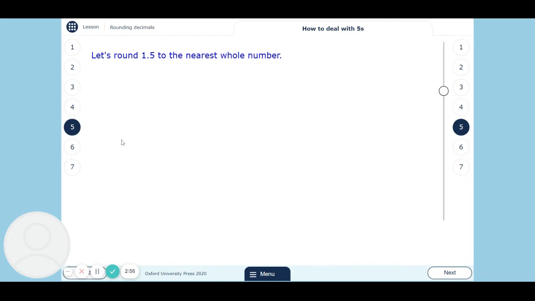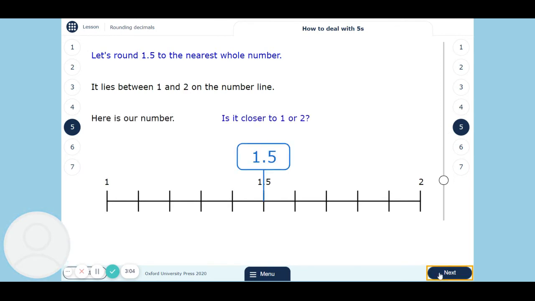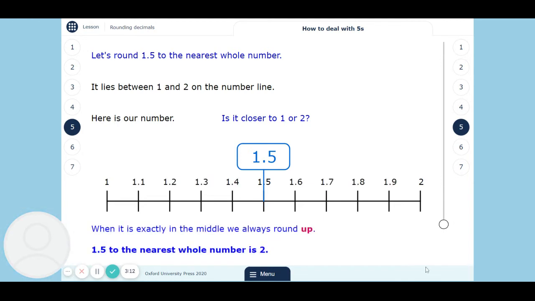Okay, next. So let's have a look at 1.5 rounded to the nearest whole number. So here's our number line. It's got a 1 and a 2 on it. And there's 1.5 right in the middle. So is it close to 1 or 2? Well, it's the same distance from each, isn't it? So there's a rule. When it's exactly in the middle, we always round up. So 1.5 to the nearest whole number, we're going to round up to 2.